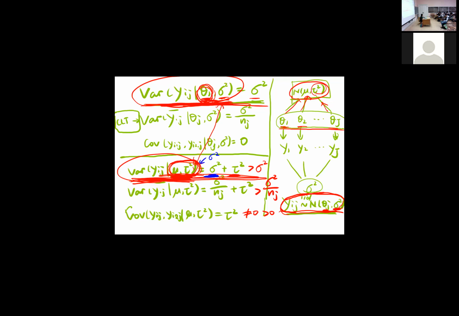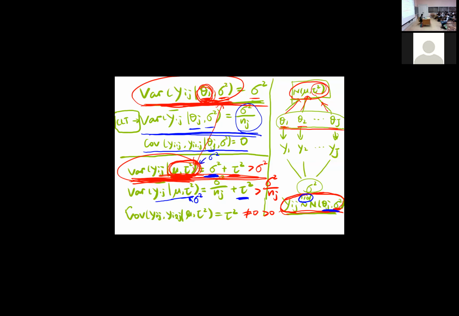Make sense? Also, if you look at the X bar, the sample mean, if you're only conditioning on the group mean and sigma square, this will be sigma square over nj. But here again you need to have a sigma square, just as we described earlier. But you see that you have one extra variability coming from this tau square. And the covariance works in a similar way. Especially if you're already conditioning on the group mean and sigma square, because they're IID, the covariance is going to be 0.